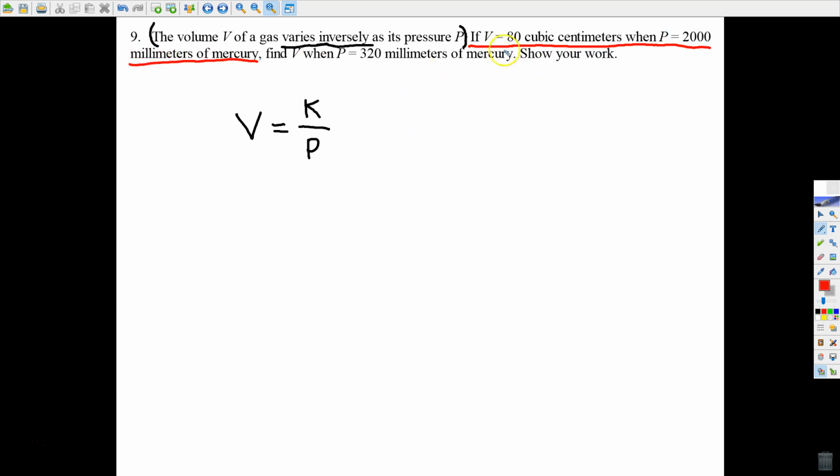All right, so in red, I'm going to find out what K is using 80 as V, and P is 2000. So we now know that K is 80 times 2000, and that's 16 and 1, 2, 3, 4 zeros, 160,000. Okay, so I'm going to use this function now to help me come up with the final answer.